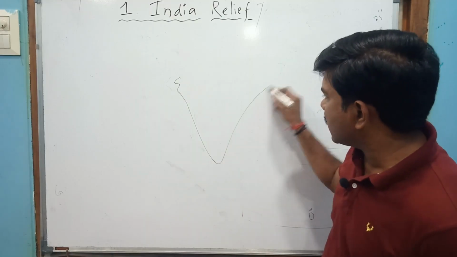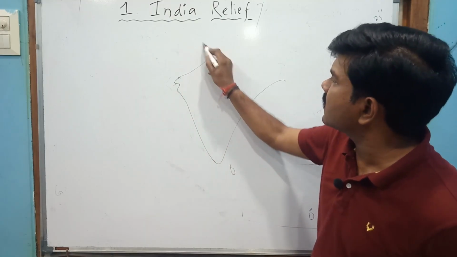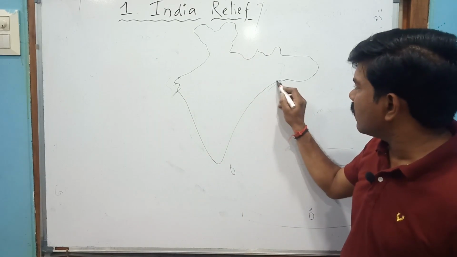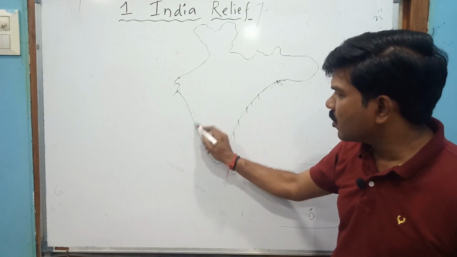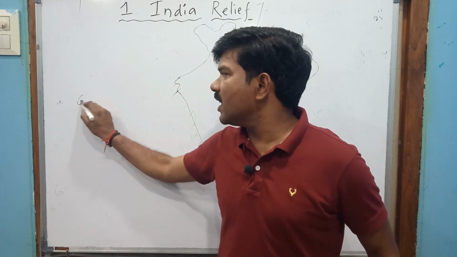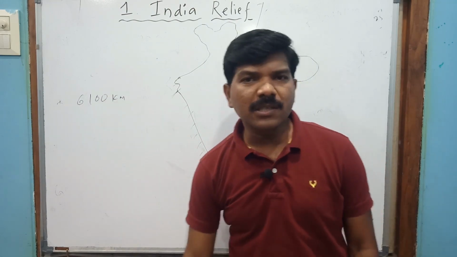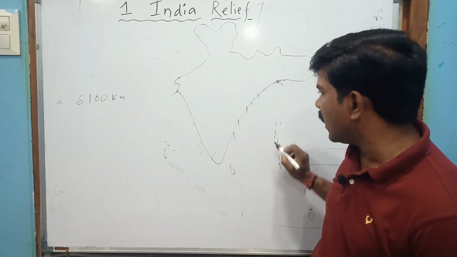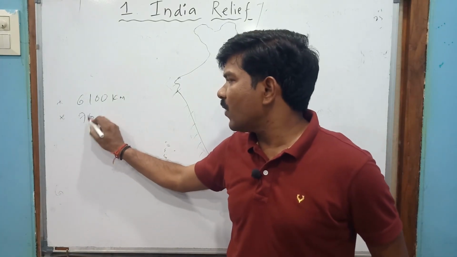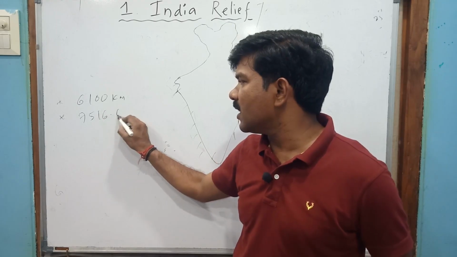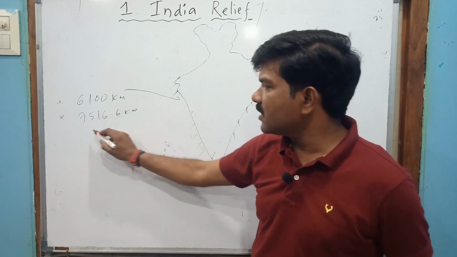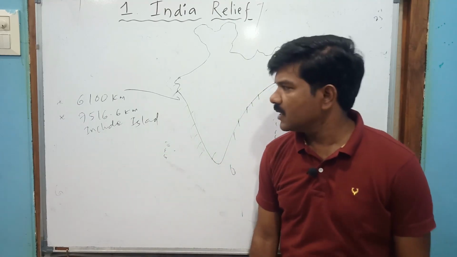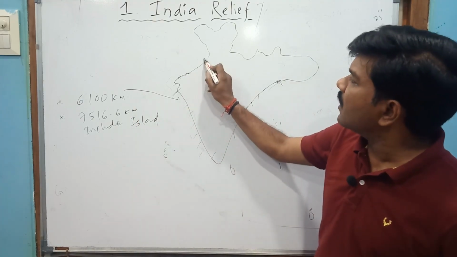See the Indian landmass. This is the coastline. As I said, this is the India map. From Gujarat to West Bengal, we have a coast. The coastline of India is 6,100 kilometers. If we include the Andaman Nicobar Islands and Lakshadweep Islands, the coastal area is 7,516.6 kilometers. The 6,100 is only the mainland.